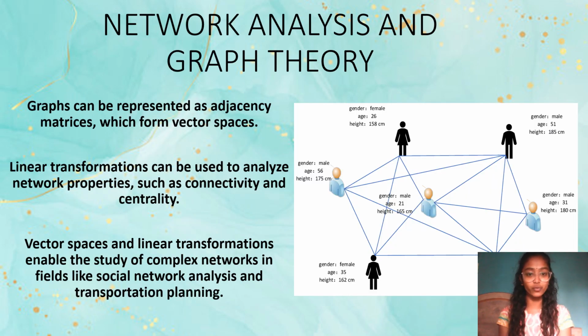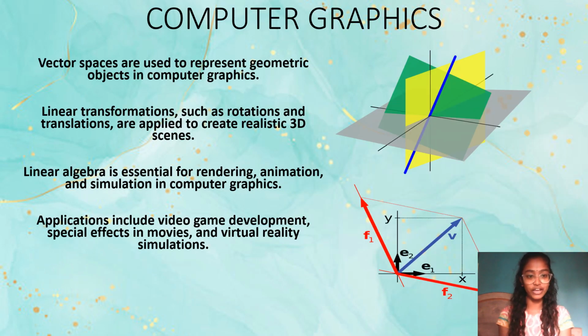And the next is network analysis and graph theory. Graphs can be represented as adjacency matrices, which form a vector space. Linear transformations can be used to analyze network properties such as connectivity and centrality. Vector space and linear transformation enable the study of complex networks in fields like social network analysis and transportation planning.